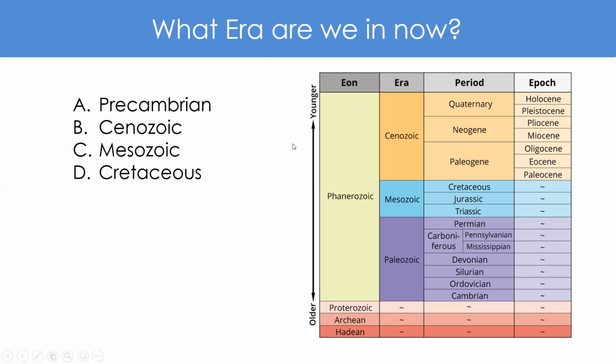So if we're in the Phanerozoic eon, what era are we in? Go ahead and type your answer in the chat again. Exactly. We're in the Cenozoic. Very good. B. So this is where we get the rise of mammals in the Cenozoic. The Mesozoic was where dinosaurs roamed the Earth.